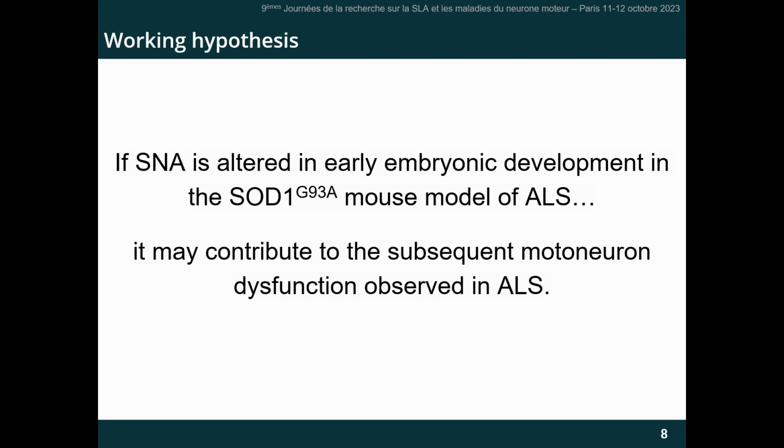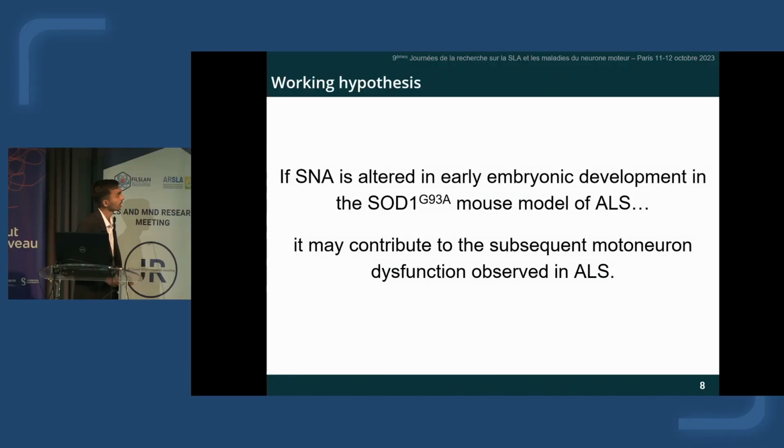So considering all the things that I said so far, we came up with the hypothesis that if SNA is altered in the early embryonic development of the SOD1 G93A mouse model of ALS, it may contribute to the subsequent motor neuron dysfunction that we observe in this mouse model.